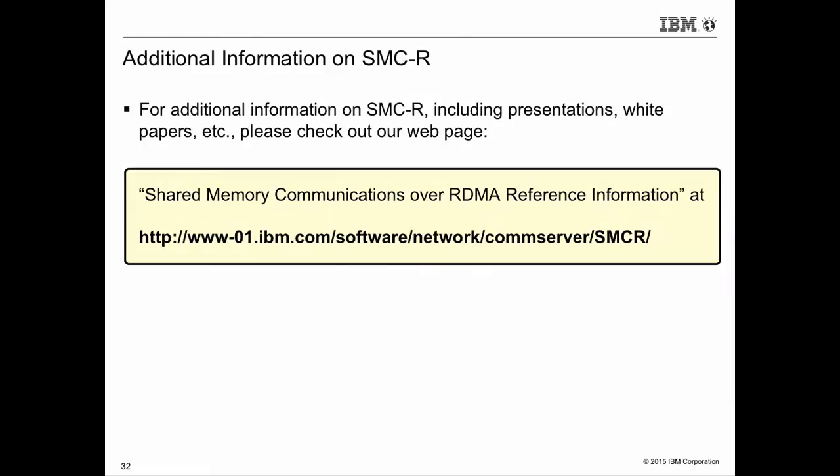Chart 32 is a very important chart. It points to our website for SMC-R, where we have pointers to comprehensive information about SMC-R, any presentations we have, performance reports, everything you can find in there. So for the chart that we saw earlier that had the performance numbers, you'll go in there and scan the entries that talk about performance, and you can get a lot more detail on any of these things.